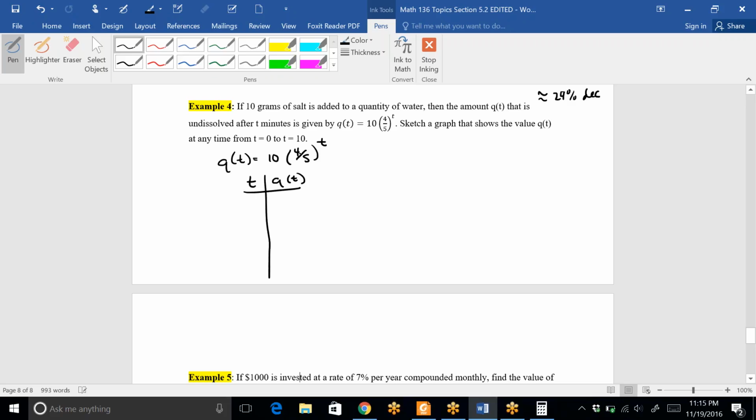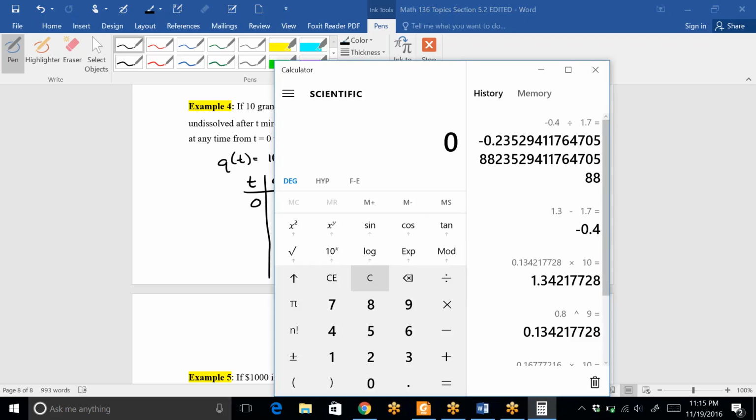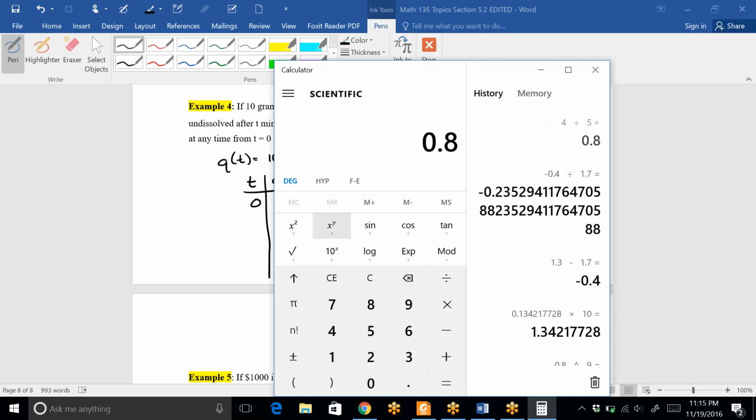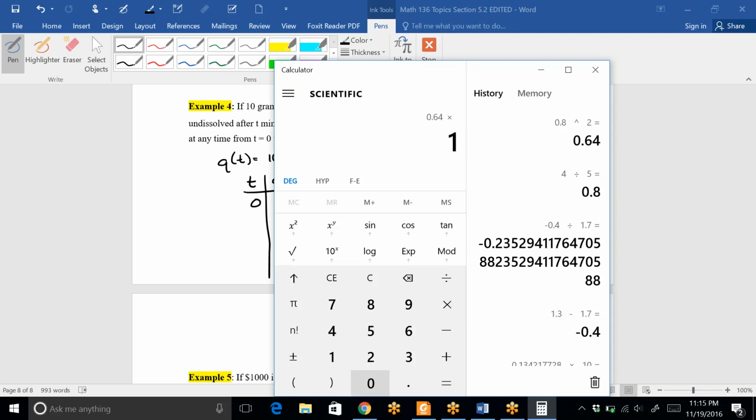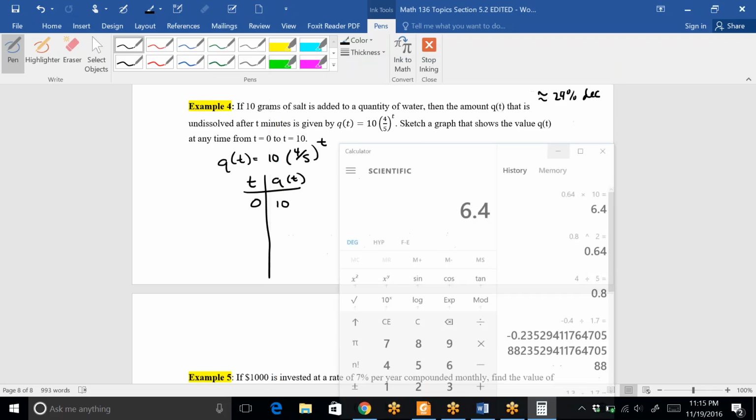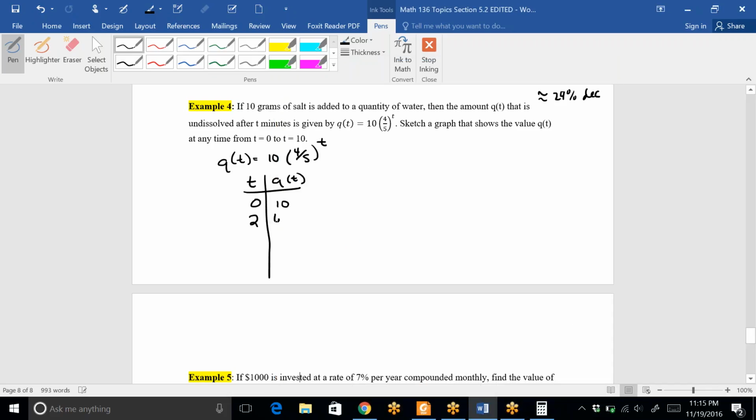If we plug in 0, that would be to the 0 power, so that would be 1, but times 10. So that would be our initial starting point. So let's get our calculator. Let's count by 2s. So 4 divided by 5 to the 2nd power, and then times that by the 10 out front. That's 6.4. So that's when I plugged in 2. I'm going to plug in 4, 6, 8, and 10.